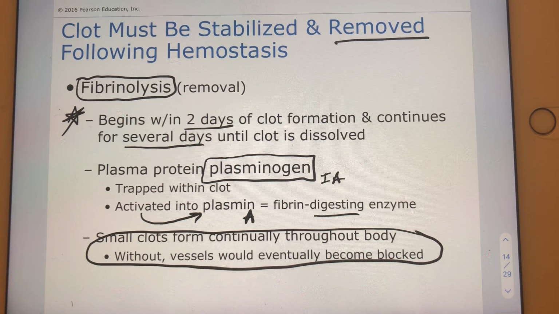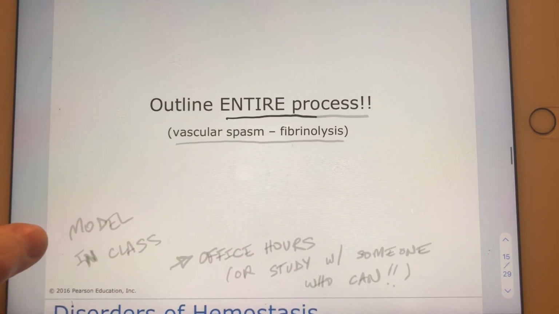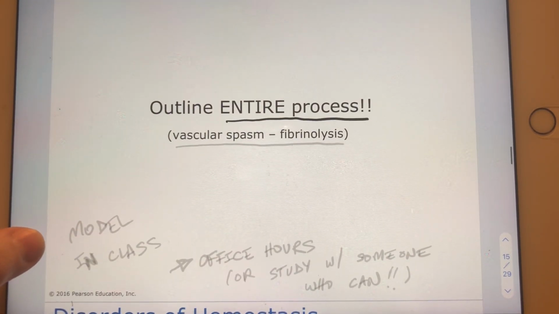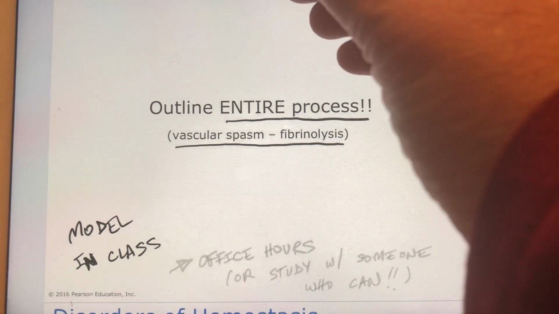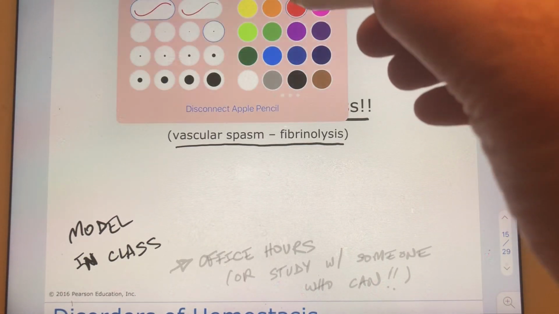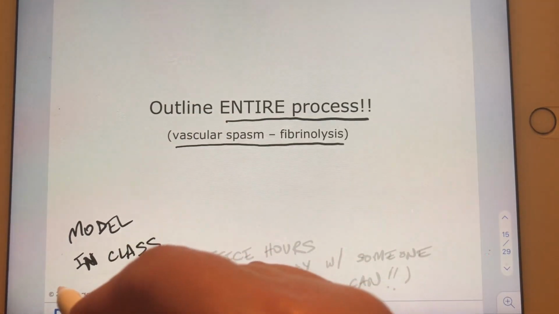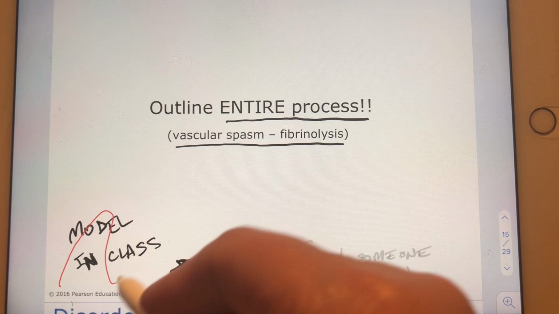You need to be able to outline the entire process of hemostasis, all the way from vascular spasm through fibrinolysis, okay? And again, I'll show you a model in class. However, in class, I'll flash the model before your eyes. You won't have time to really inspect it. The only way to gain access to the model for an extended period of time is to come to office hours.